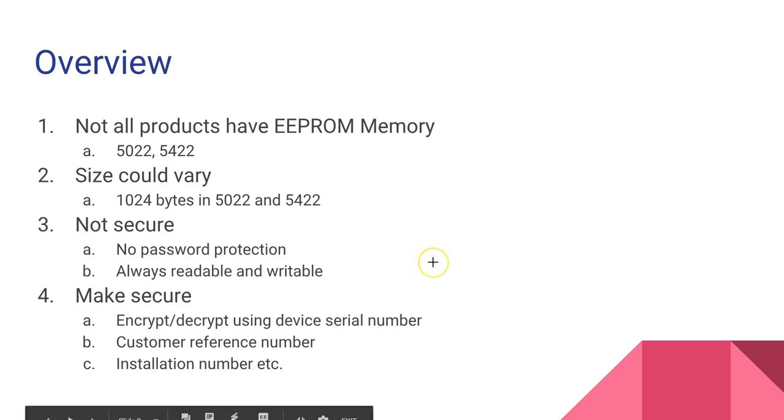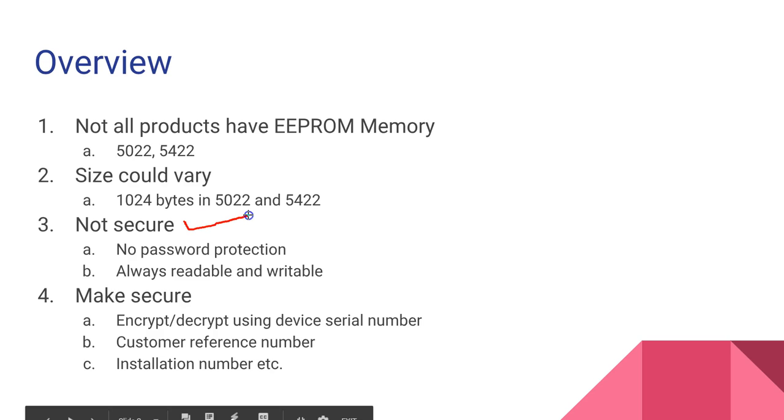Not all reader writers from OMNIKEY have the EEPROM memory. I'll be using the 5022 and 5422 series. The size of the EEPROM memory might vary. Because I have only two readers, I've not seen any difference in the memory size. These two readers have 1024 bytes of EEPROM.